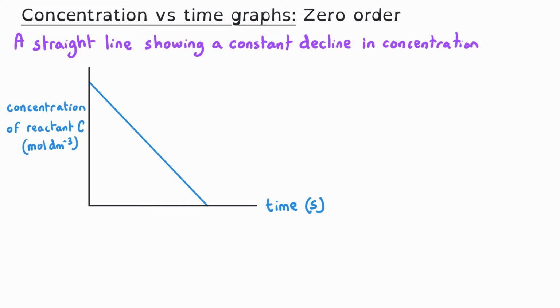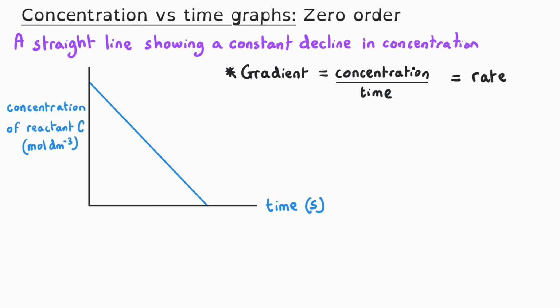When we plot a graph of concentration against time, one of the characteristic shapes that we might observe could look like this. And what we're seeing here is a straight line showing a constant decline in concentration. And the gradient of this line would be change in concentration divided by time. And so that means the gradient of this line is equal to the rate of the reaction. And this graph is a characteristic of a zero-order reaction.